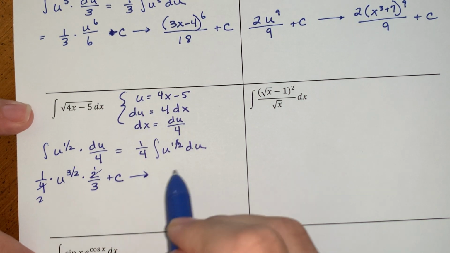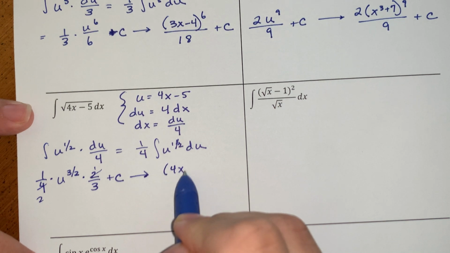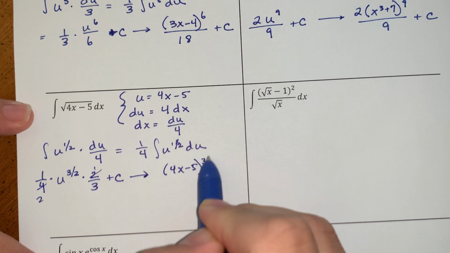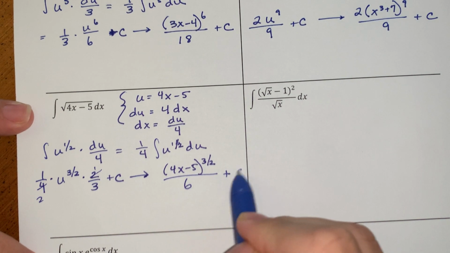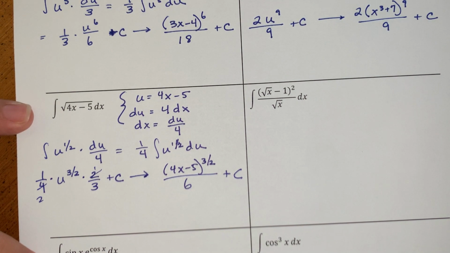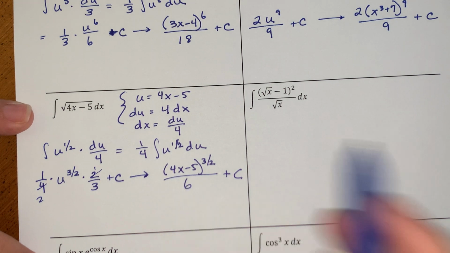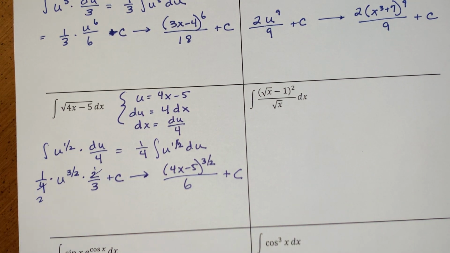And so I'm going to rewrite this as 4x minus 5 to the 3/2 power divided by 2 over 3 is 6 plus c. Okay? Or you can write that as 1/6 times all of that, whatever floats your boat.